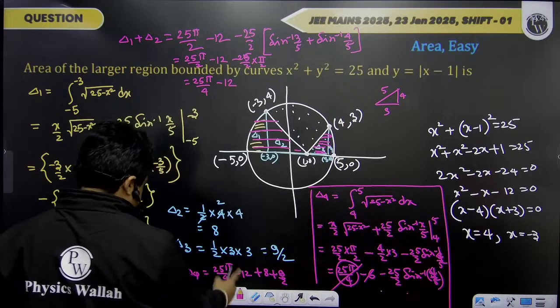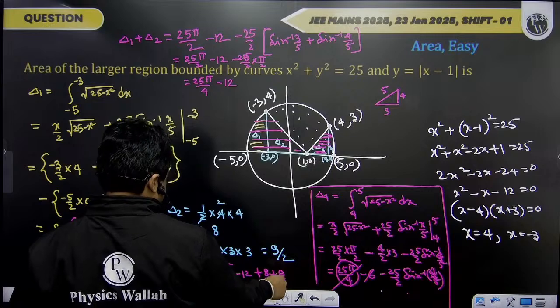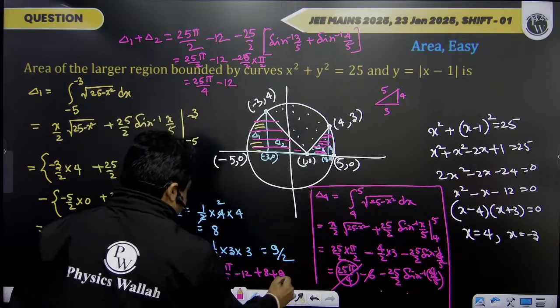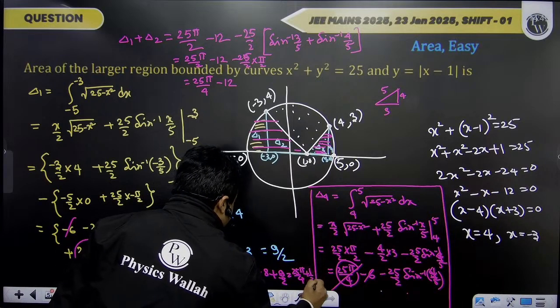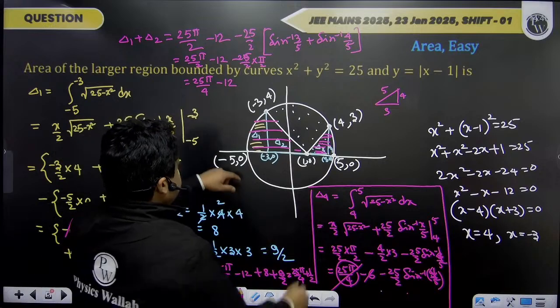So which is same as, 9 by 2 means 4 and half. So 12 and 12 cancelled. So it will come 25 pi by 4 plus 1 by 2. Alright. So this is the area of this portion.